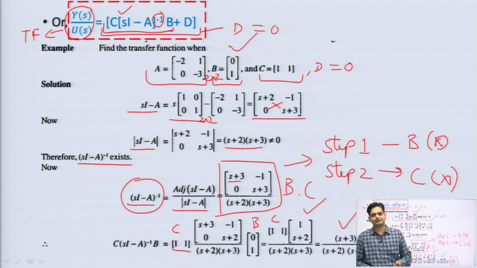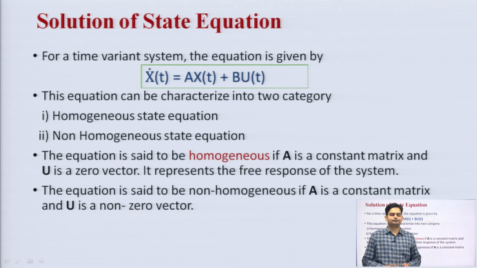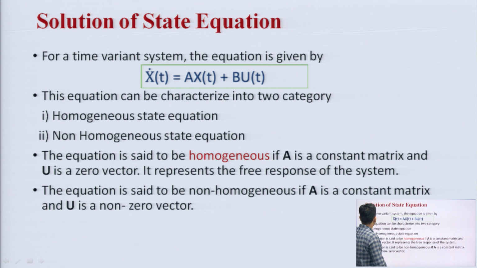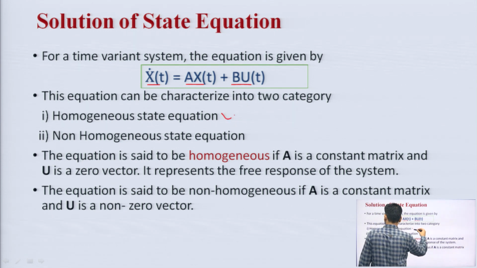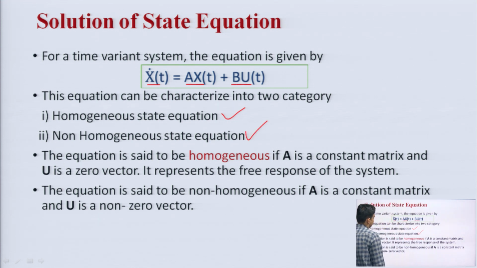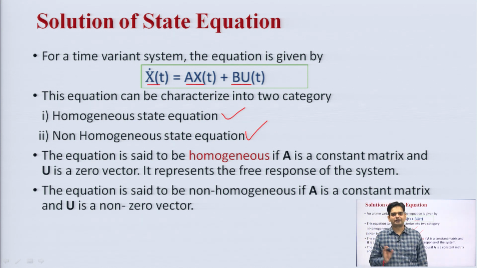So, this is the basic step that we need to follow to convert a state space model into a transfer function model. Now, we will see the solution of the state equation, right. The state equation is given by x dot (t) equal to A x(t) plus B u(t), and this equation can be categorized into two categories. One is the homogeneous state equation, second is the non-homogeneous state equation. In the homogeneous state equation, we are assuming that our input is absent, only initial conditions are present, right.